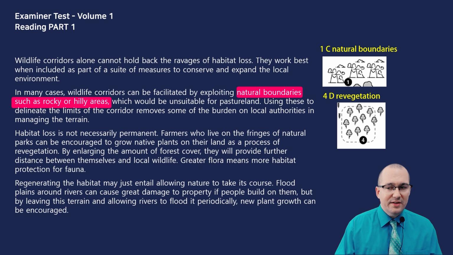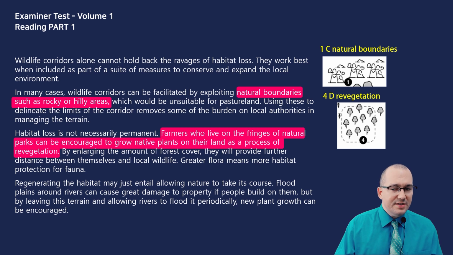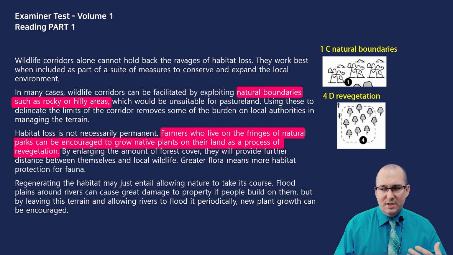Next we have revegetation. We can see here, farmers who live on the fringes of natural parks, and on the fringes means just outside, can be encouraged to grow native plants on their land as a process of revegetation. Basically, we know that it's forest and it's kind of growing again, so that's where we would get the definition for that.